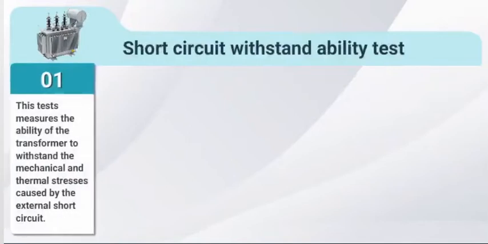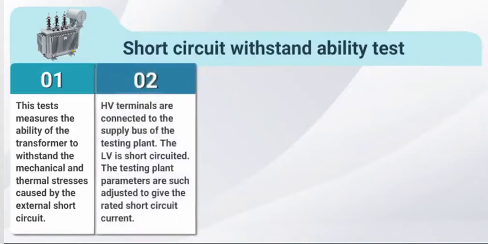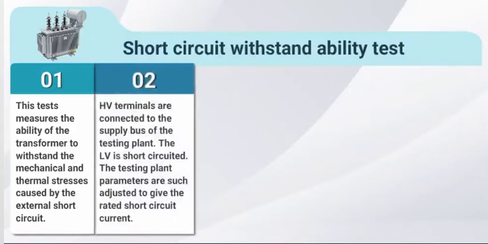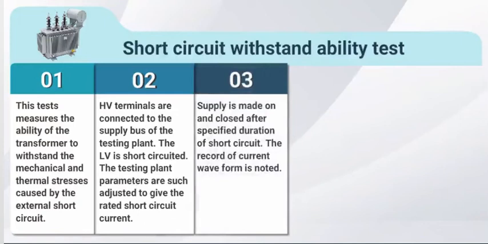This test measures the ability of the transformer to withstand the mechanical and thermal stresses caused by the external short circuit. HV terminals are connected to the supply bus of the testing plant. The LV is short-circuited. The testing plant parameters are adjusted to give the rated short-circuit current. Supply is switched on and closed after specified duration of short circuit. The record of current waveform is noted.